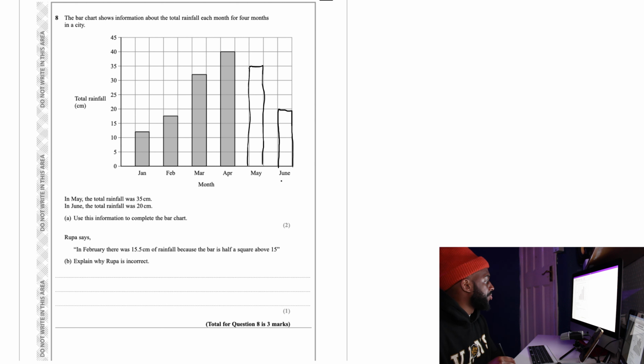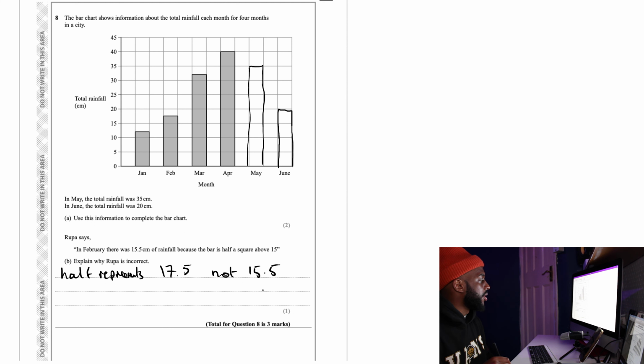There we go. Rupert says in February there was 15.5 of rainfall because the bar is half a square above 15. Explain why Rupert is incorrect. So if we go to Feb, you can actually see that he's correct in saying it's half a square above, but halfway between 15 and 20 is actually 17.5. So halfway represents 17.5, not 15.5. Yeah, you can explain it a bit better, but yeah, there we go.